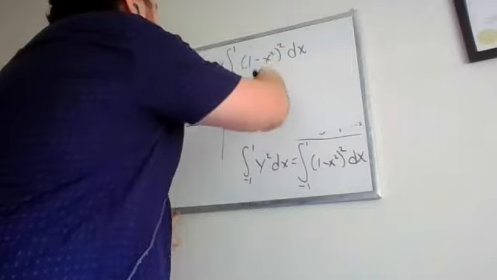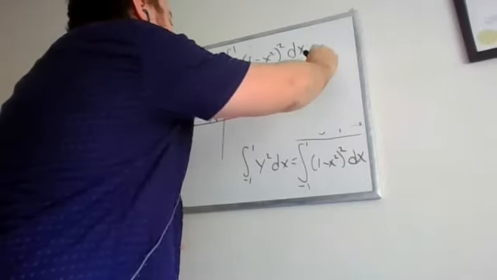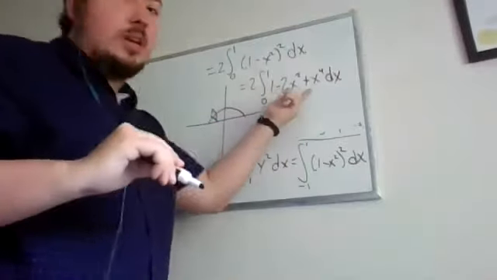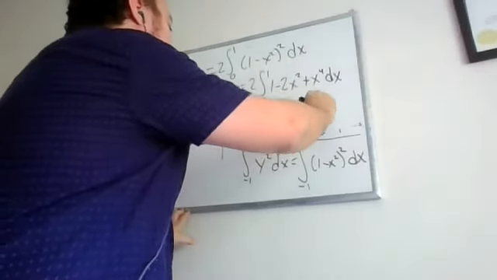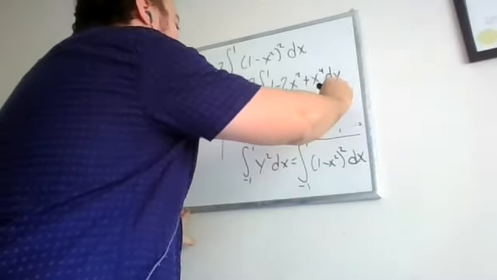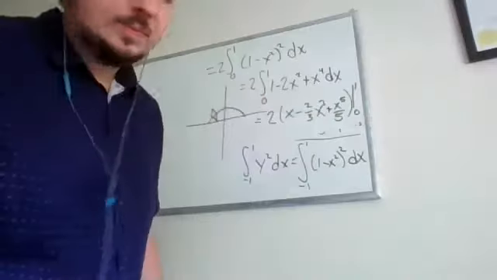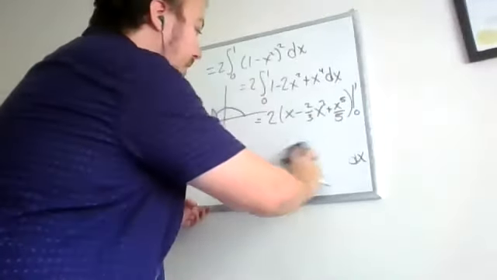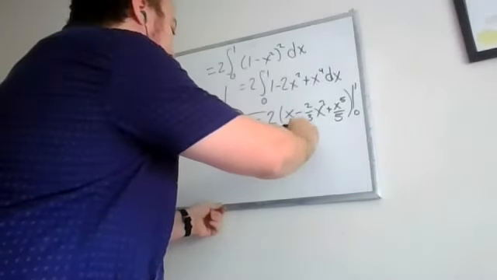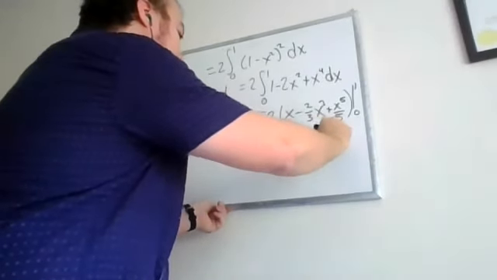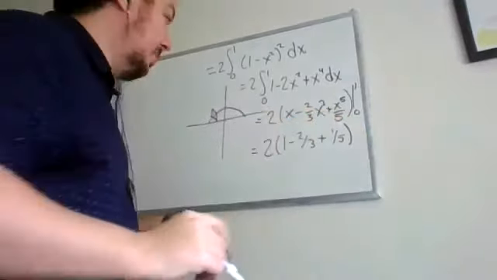All right, well, in order to do this, I need to FOIL out this inside. So I get 1 minus 2x squared plus x to the 4th. And then I'm going to integrate by the power rule. So I have x minus 2/3 x cubed plus x to the 5th over 5. And that's from 0 to 1. And then all we need to do now is just plug in 1 for all of our x's. So this will be 2 times 1 minus 2/3 plus 1/5 right there. And then when I plug in 0, all of those would just be 0.